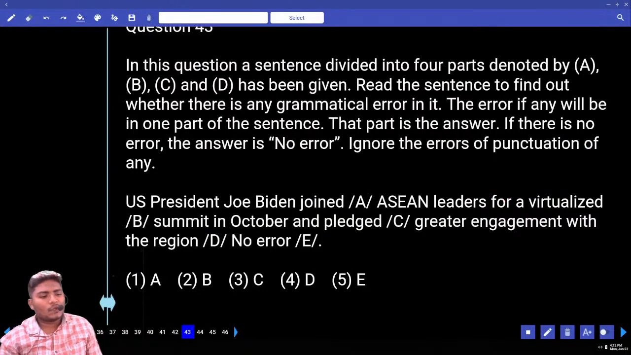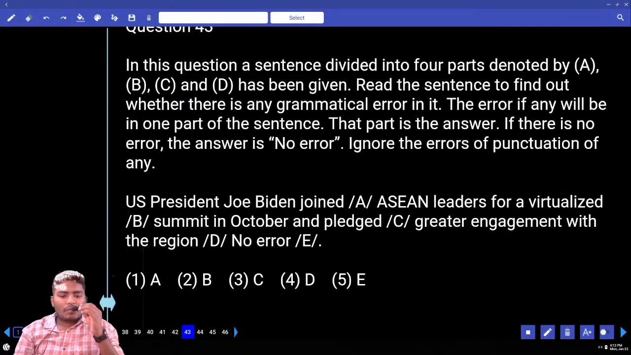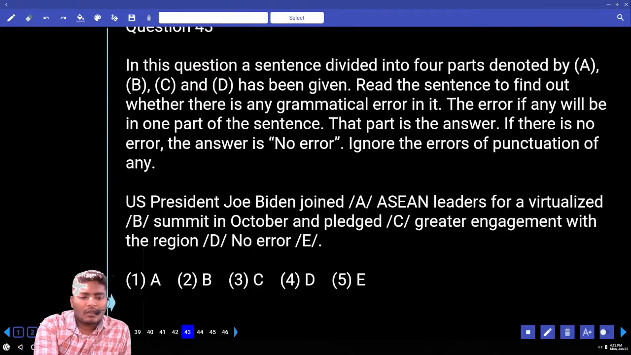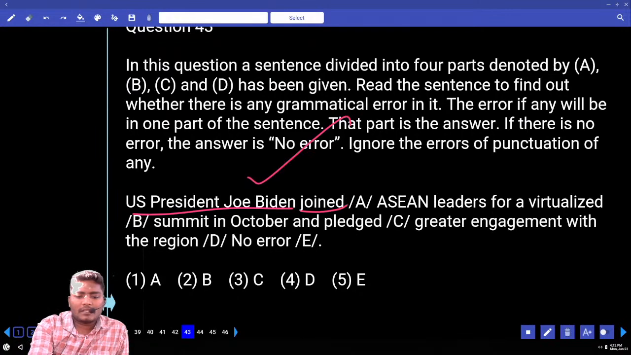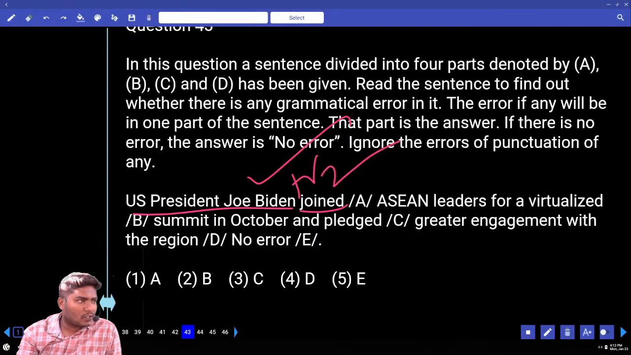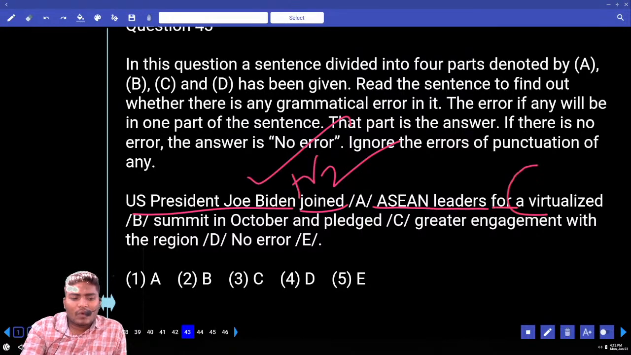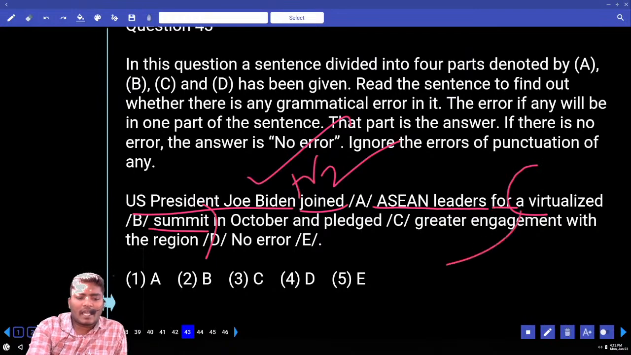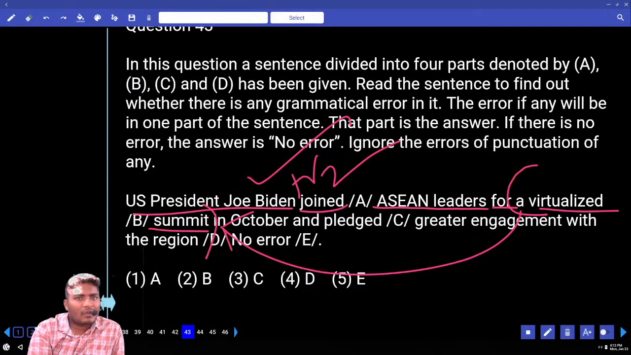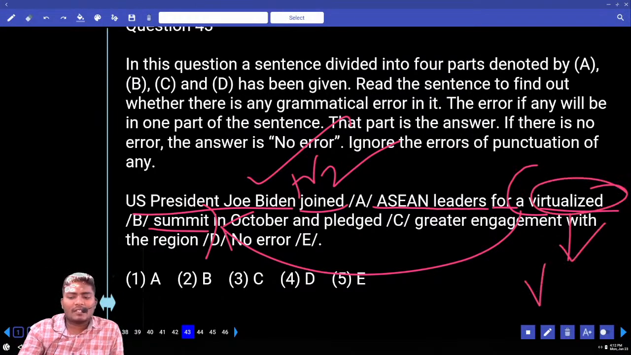Next, move to 42. The US President Joe Biden joined. US President Joe Biden is singular, plus joined is nothing but V2, which can be used. He joined something. He joined what? He joined Asian leaders. For what? For a virtualized summit. Now A here refers to summit. Now what type of summit are they speaking of here? Virtualized summit. Remember, virtualized can be used as a verb form.